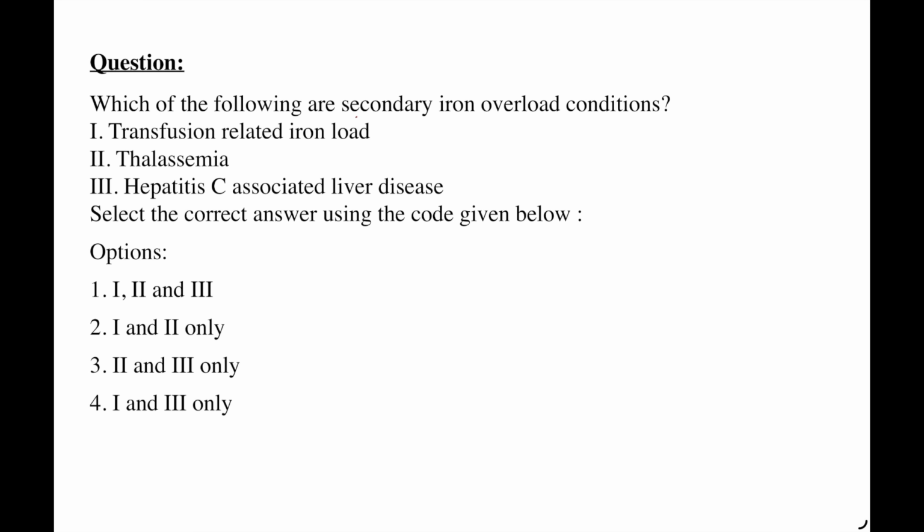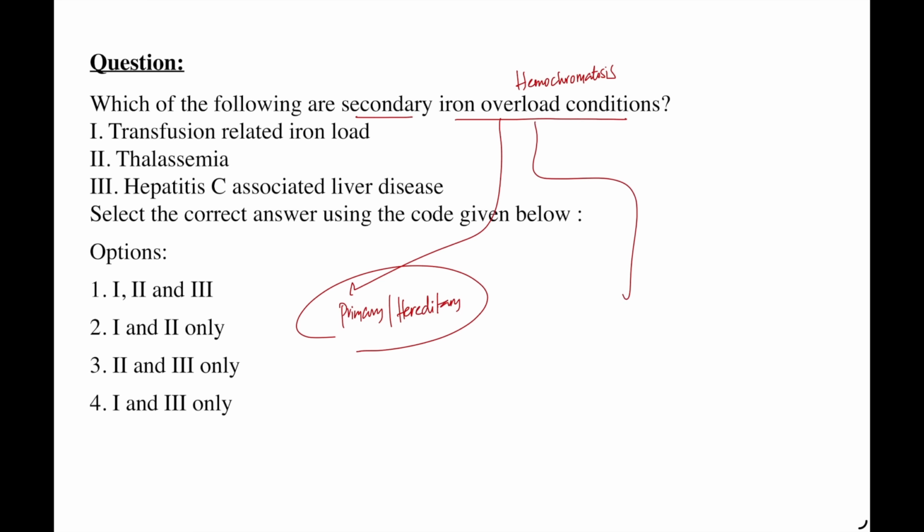Next, which of the following are secondary iron overload conditions? See, iron overload is hemochromatosis. And this iron overload can be primary, that is hereditary hemochromatosis. It can also be secondary. That means there is excess iron in the body, which can be because of either chronic liver disease or iron loading anemias. Iron loading anemias.